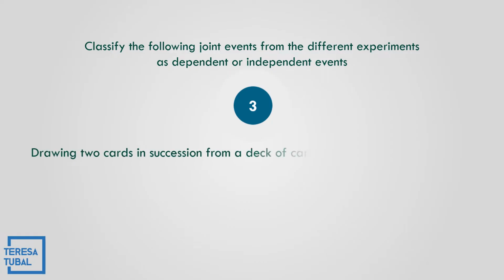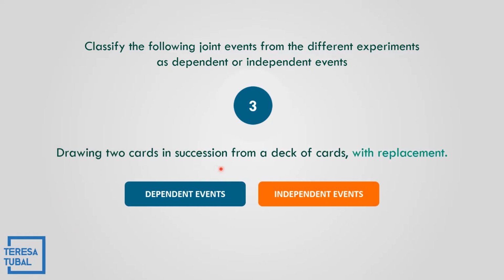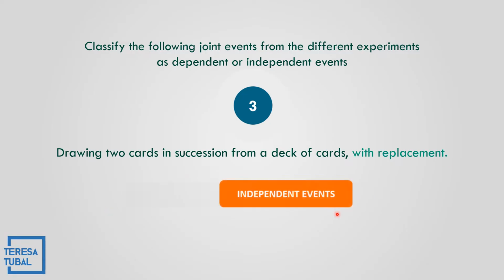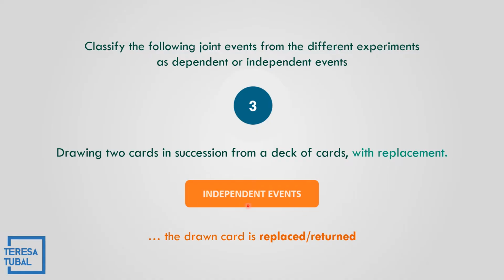How about number 3? Drawing two cards in succession from a deck of cards with replacement. Dependent or independent events? Okay, correct. So that is independent events because the drawn card is replaced and returned. If this is without, that is dependent. But in this given, with replacement, so that is independent events.